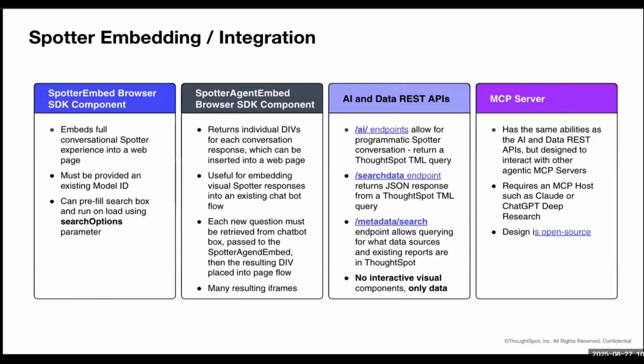And so again, it's conversational. So each generation is going to build upon the last question that was asked. So each question can be retrieved from that chat box. It's passed into the Spotter Agent Embed, and then you're just embedding that div directly into somewhere within your web app. I'm going to skip over the third one and go to the MCP server.